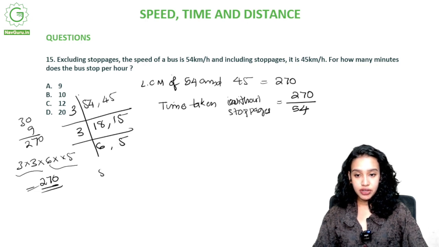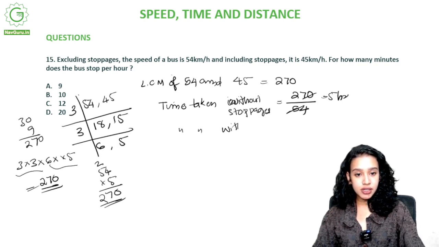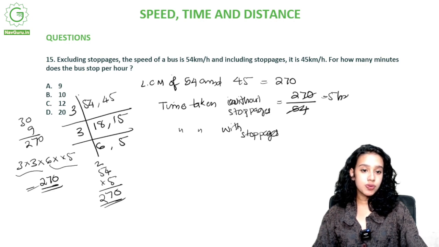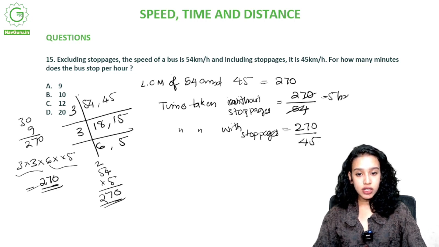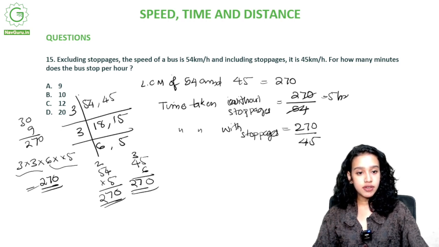Now let's see, 54 into 5: 5 4s are 20, 5 5s are 25, 26, 27, yep, we get 270. So this is 5 hours, and the time taken with stoppages is equal to 270 divided by 45. Let's see, 45 into 6: 6 5s are 30, 6 4s are 24 and 27. So here we get 6 hours.